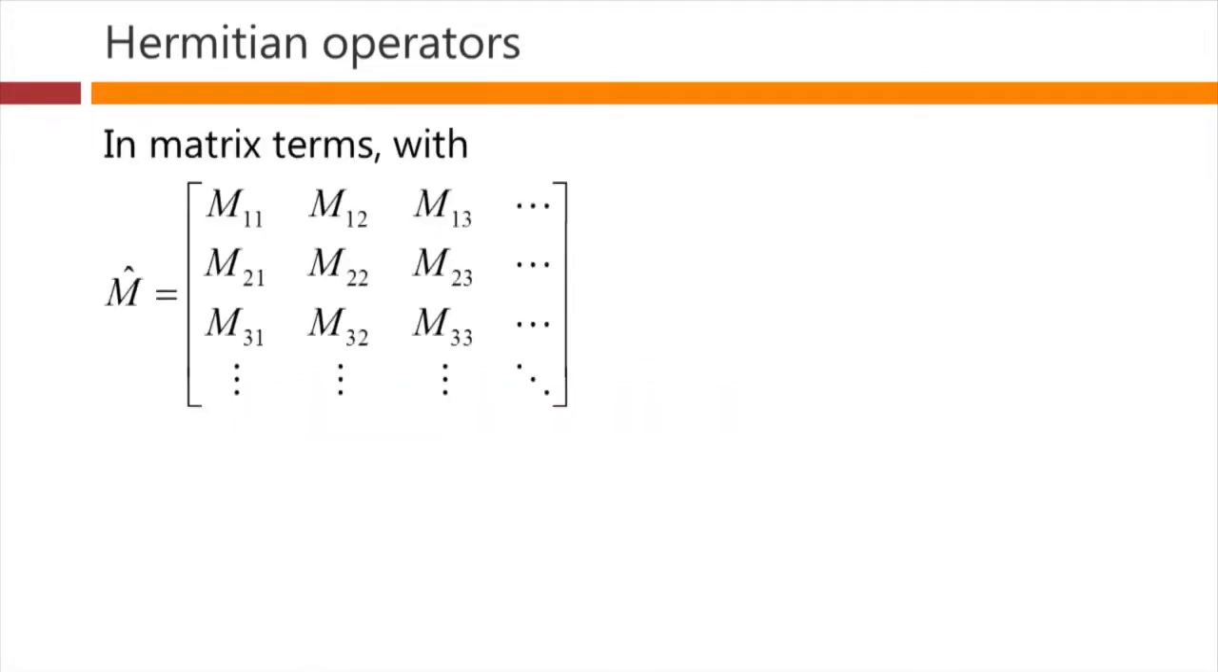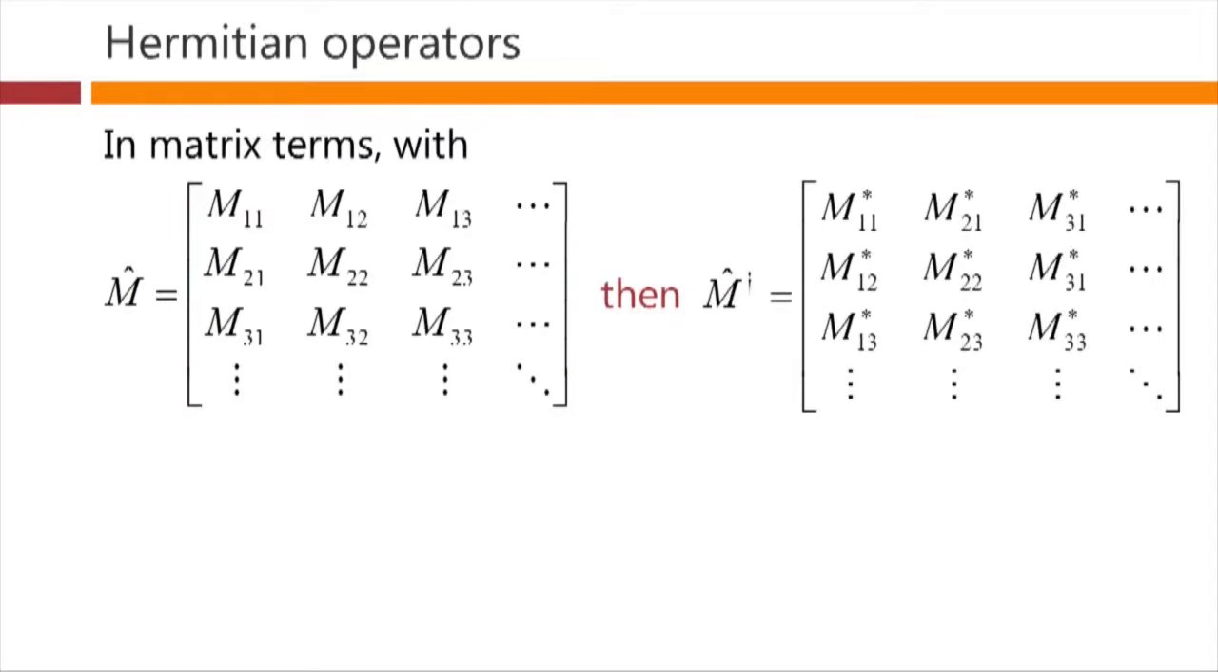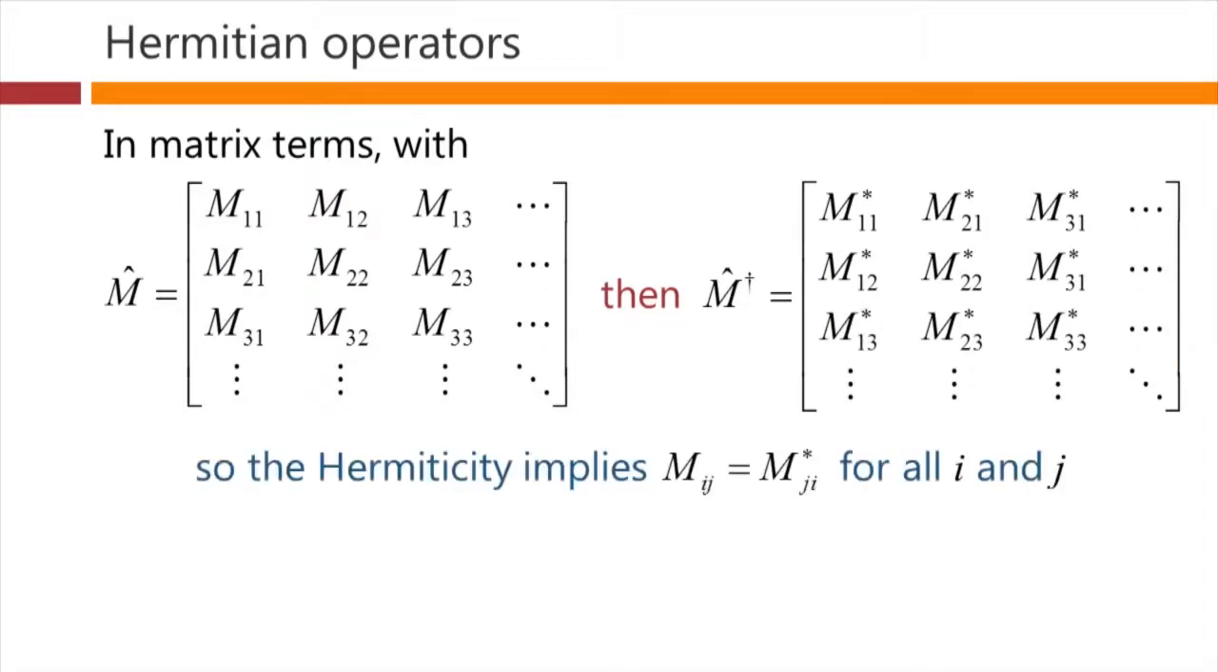In matrix terms, with some operator or some matrix M, the Hermitian adjoint of that matrix, of course, is just the result of reflecting about the leading diagonal, this 45-degree line as it were, and taking the complex conjugates. So the Hermitian adjoint means that M31 here turns into M13 star. So if a matrix is Hermitian, that is, M is equal to its own Hermitian adjoint, then that means that Mij is equal to Mji star.